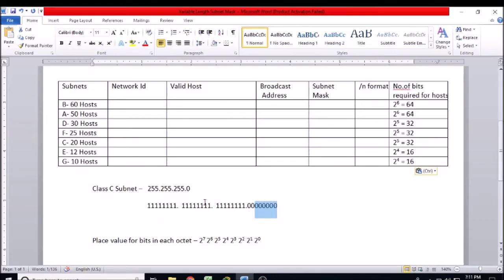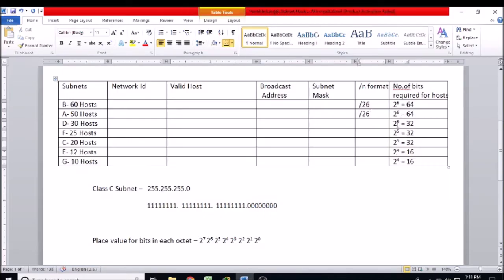So 8 plus 8 plus 8 is 24, plus 2 more bits we are going to take from the host bits. So it is going to be plus 2. 24 plus 2 is 26. So the /n will be 26. Got it? And for the next one also it is 6 bits we are going to take for the host, and these 2 bits we are going to give for subnetting. So 24 plus 2 is going to be 26.